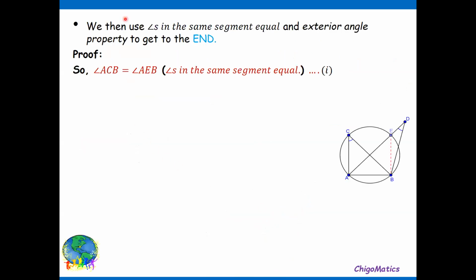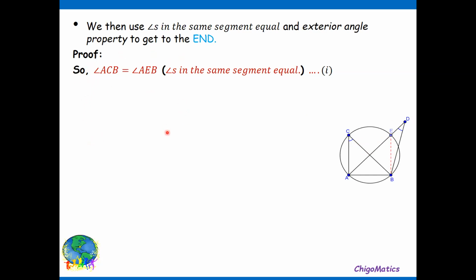If that is the case, we then use angles in the same segment equal and the exterior angle property to get to the end. Because you can see that this is the circle, and chord AB is subtending the angle at C and E. So that angle at E is the same as at C, right? Then the exterior angle will come when we use the triangle DEB. That's the triangle we are going to use, right?